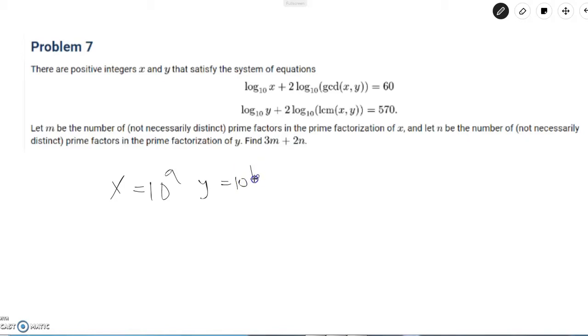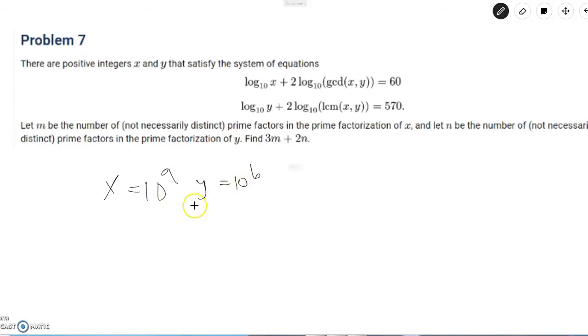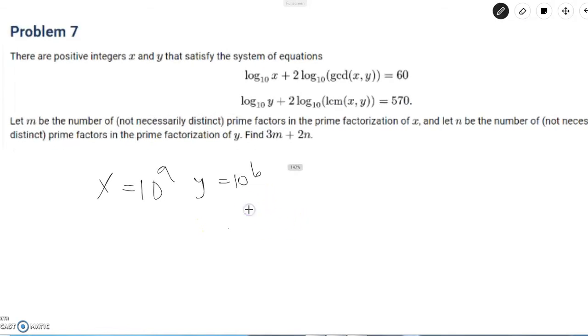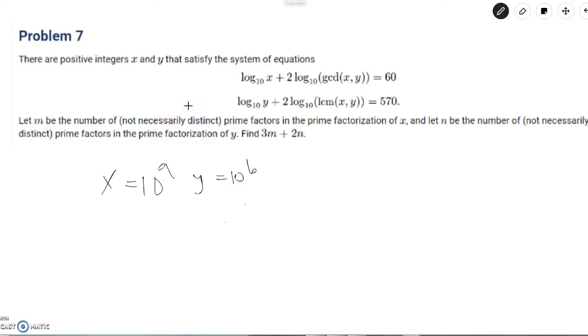Since this is only number 7, we're assuming that a and b are going to be positive integers, because log problems that appear in the first half of the AIME are usually pretty simple to figure out, and if you make these kinds of substitutions, they usually come out pretty nicely. And if this substitution does not work out, we can always go back and try to find another way to solve the problem. So plugging these into the equation gives that log base 10 of 10 to the a is equal to a, plus 2 log base 10 of GCD(x, y).